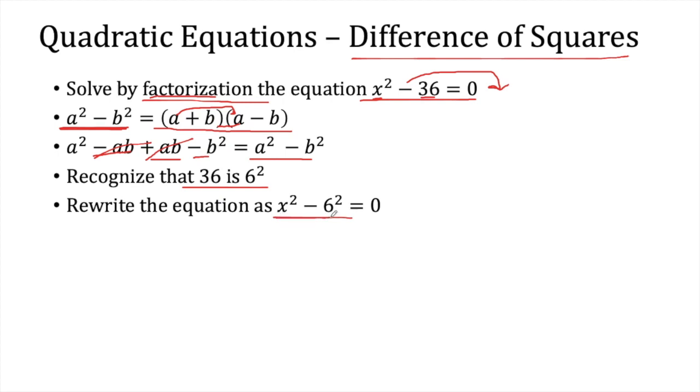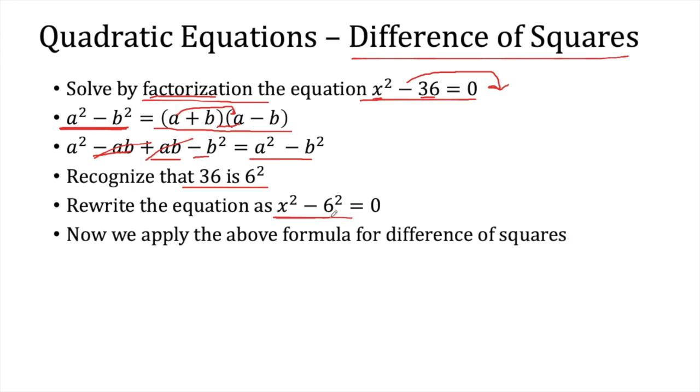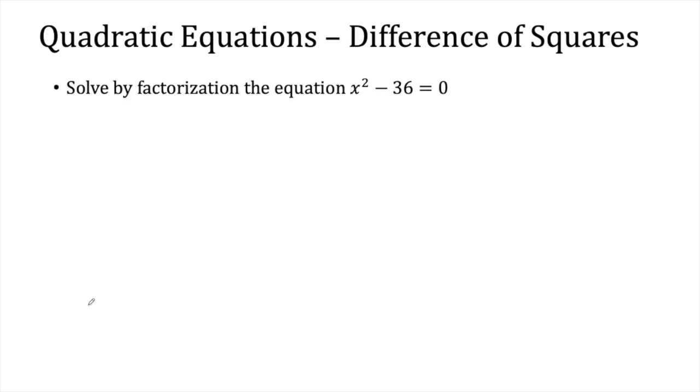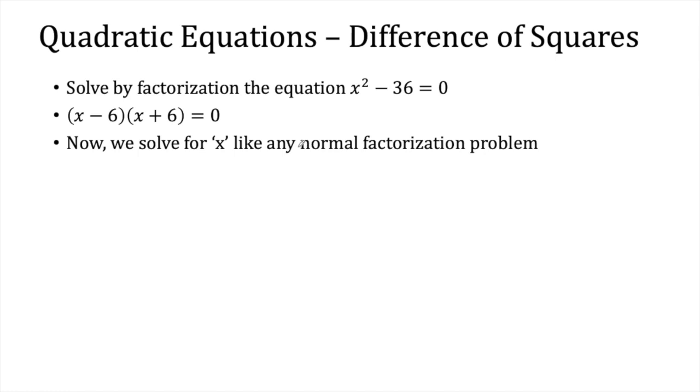So now we will write it as x plus 6 times x minus 6 is equal to 0. We are applying the formula for difference of squares. And now we must solve for x like any other normal factorization problem, where you have two binomials being multiplied with each other and the product is equal to 0. So if two numbers are being multiplied with each other and they give 0, it means that at least one of them must be equal to 0.